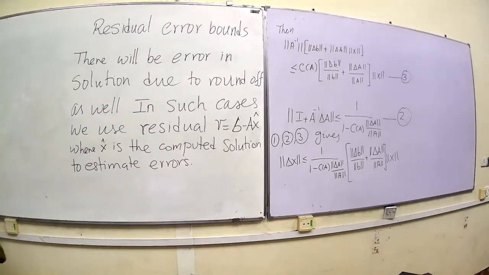Right, so this is something we already did. In the case where the error occurred due to round offs, the round off techniques you studied in second year numerical analysis, we estimate the error by using the residual. That is the difference between the real right hand side and the computed right hand side. That is R, which is equal to B minus A X hat, where X hat is the computed solution.